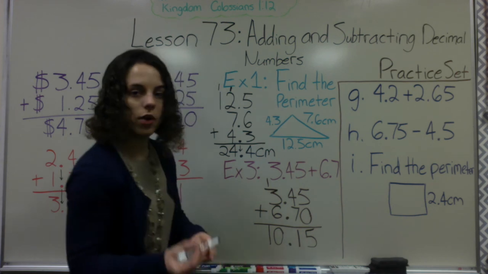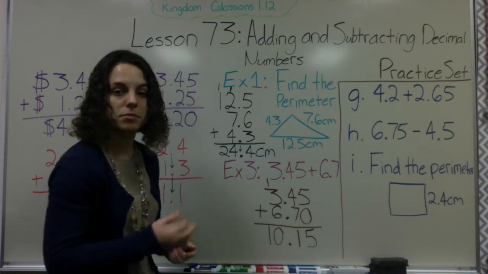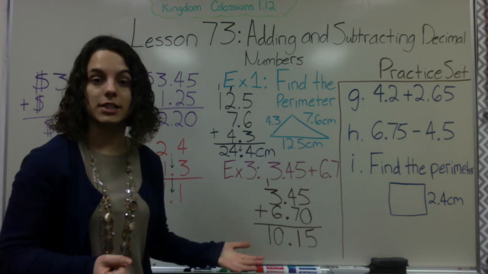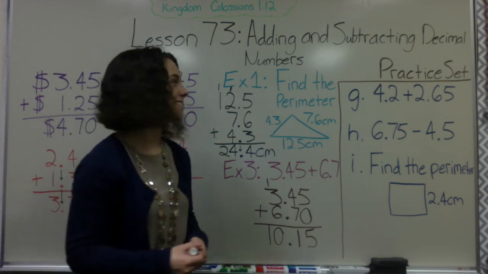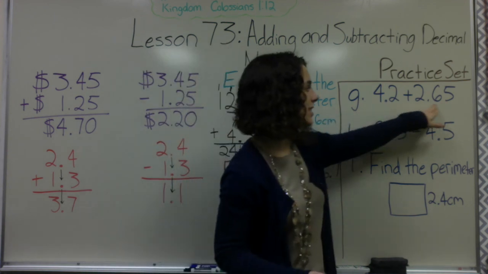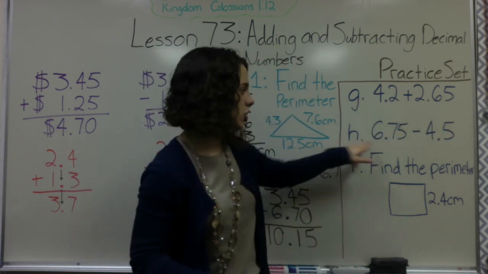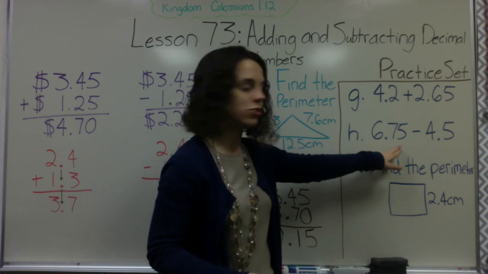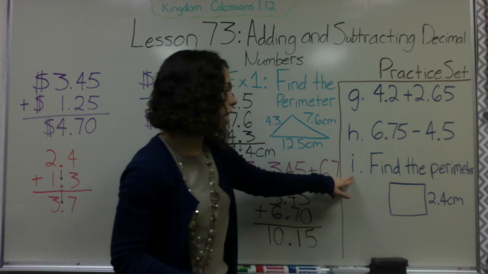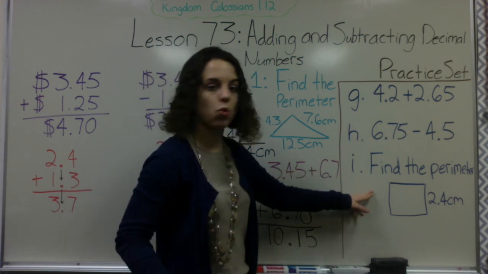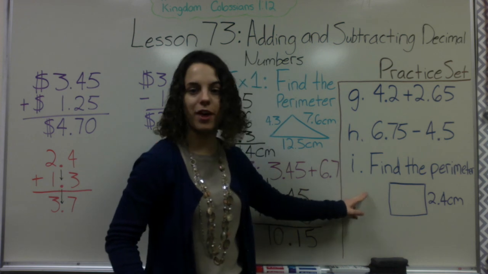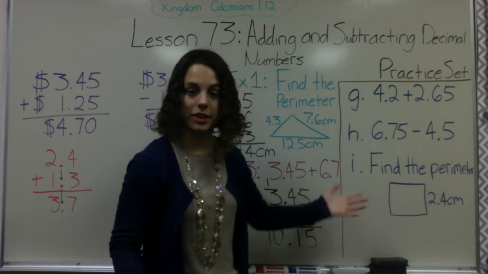Okay, so now you're actually going to do the practice set problems, and I will be checking your work in class, and we'll do also more of the practice set problems together and possibly some races. So G, we have 4 2/10 plus 2 65/100. H, 6 75/100 minus 4 5/10. And letter I, you're going to find the perimeter, and this is a square because I've only given you one side, and so since it's a square, you should be able to find the perimeter, and be sure to label as well.